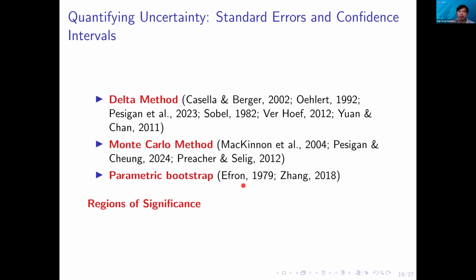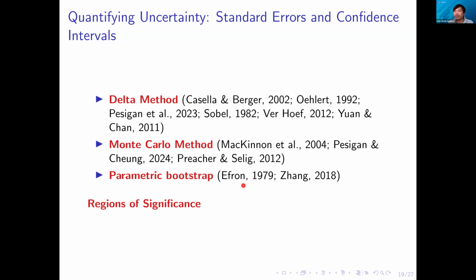So we have contributed to this field by introducing different ways of quantifying uncertainty via standard errors and confidence intervals. We have introduced the delta method, the Monte Carlo method, and the parametric bootstrap approach. The delta method is like when you zoom in to a particular parameter, and when you zoom in enough, it's like a line. It's a linear approximation of that particular effect, right? And using that approximation, you can quantify how certain or uncertain that particular parameter is.